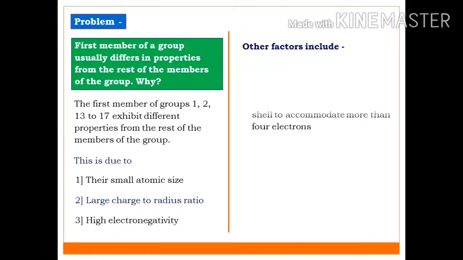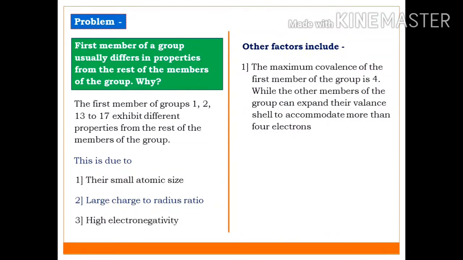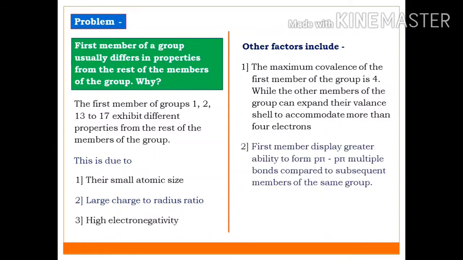These factors include the maximum covalency of the first member of the group is 4, whereas the other members of the group can expand their valence shell to accommodate more than 4 electrons. This means that the maximum covalency of the first member of the group is 4, whereas the other members can show valency greater than 4.